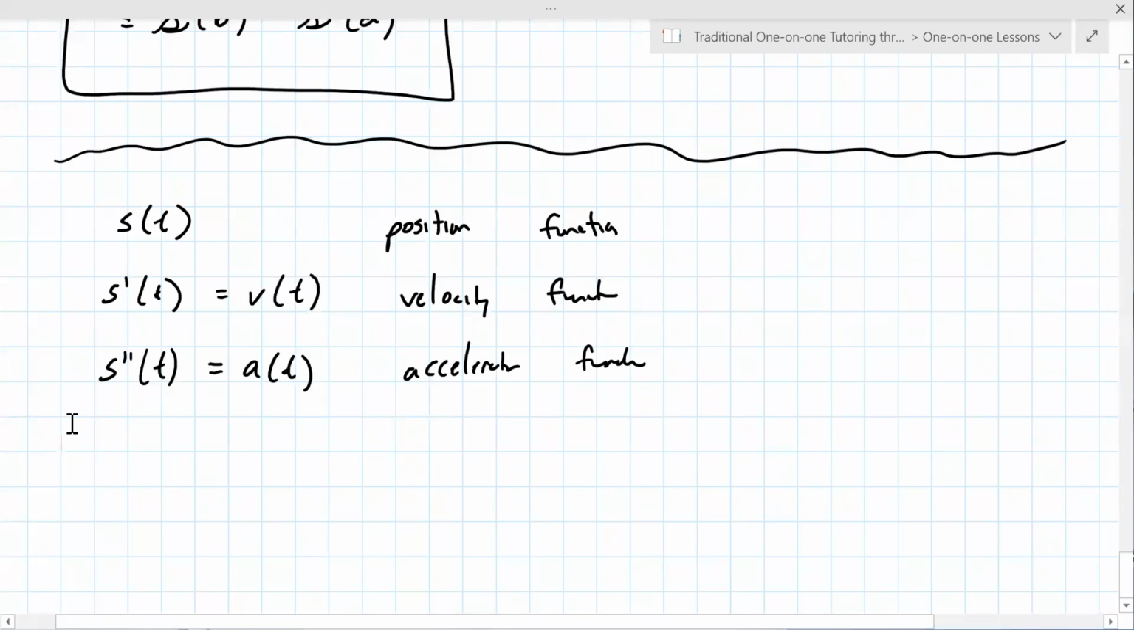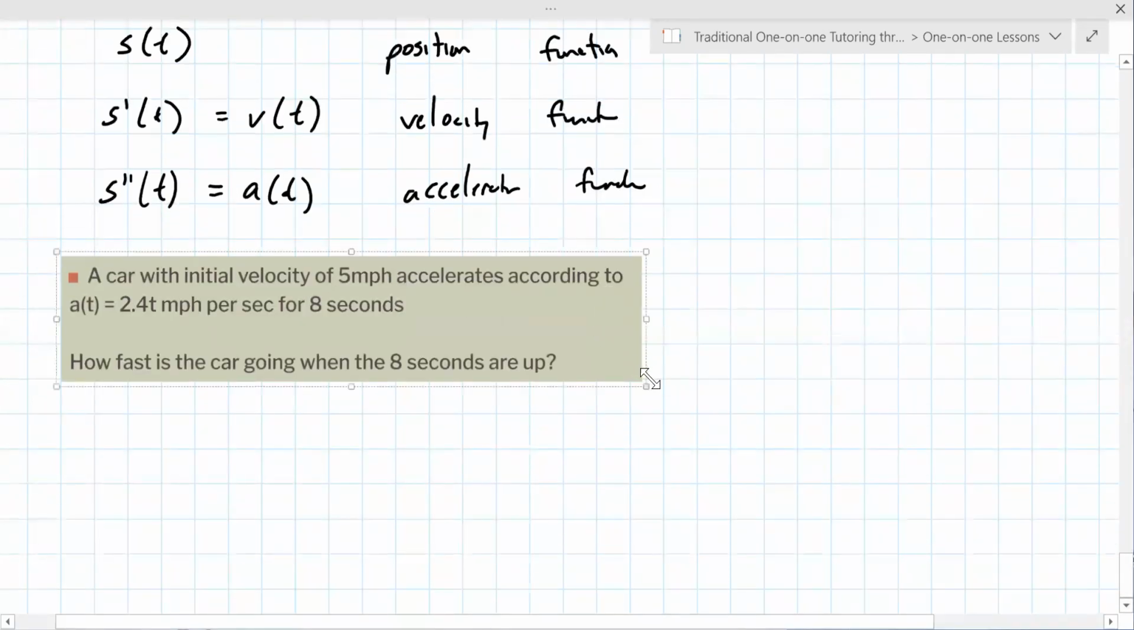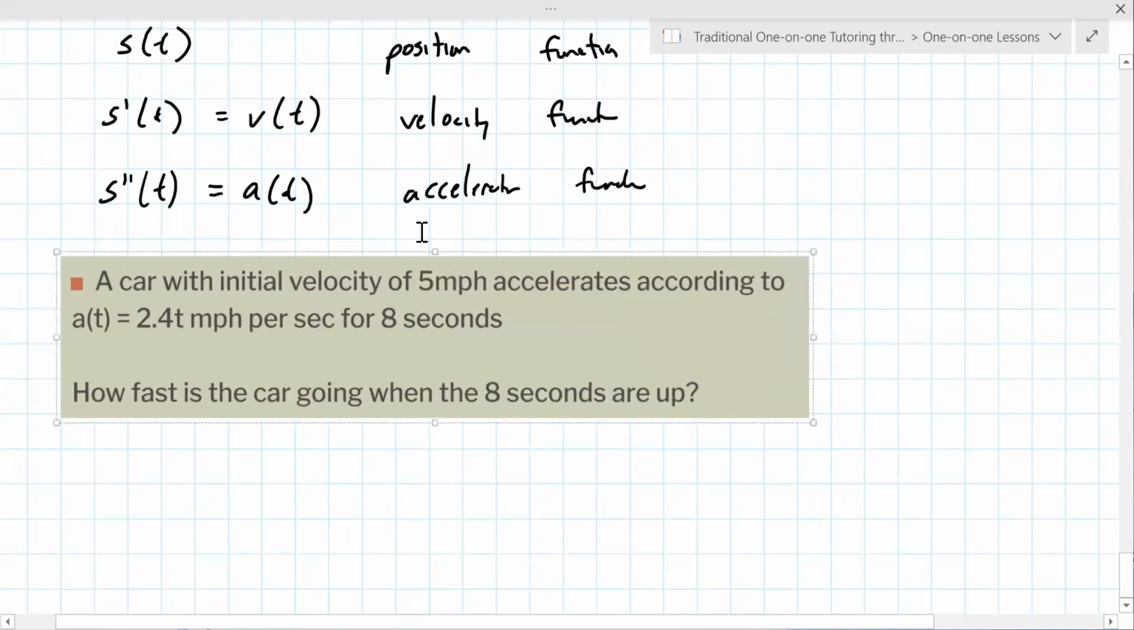So when we look at this question from your class, where it says a car with an initial velocity of 5 miles per hour accelerates according to this function. How fast is the car going when the 8 seconds are up? So do you want to do this type of question here? Do you think this will be on the test? Yeah, we should probably do it.